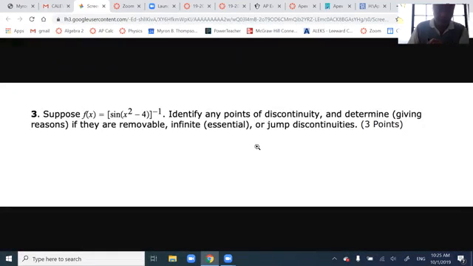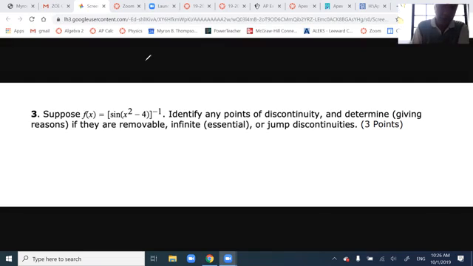Okay, look at this question. They said, suppose f(x) equals this. Identify any points of discontinuity and determine, giving reasons, if they are removable, infinite, or jump discontinuity.